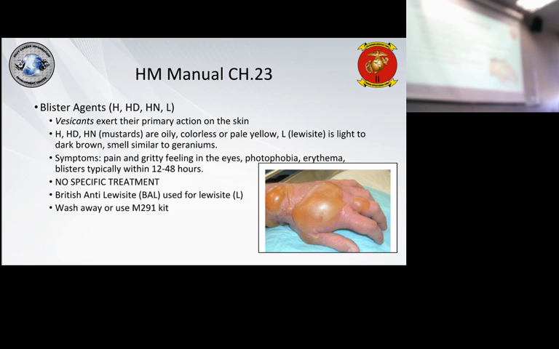The symptoms: pain, a gritty feeling in the eyes, photophobia, erythema, and blisters, typically appearing at 12 to 48 hours. There's no specific treatment. The British anti-lewisite, I've seen that one on the test. And wash away or use the M291 kit.